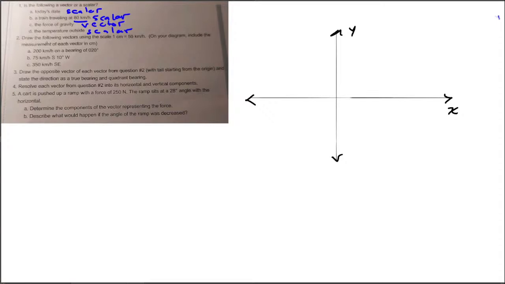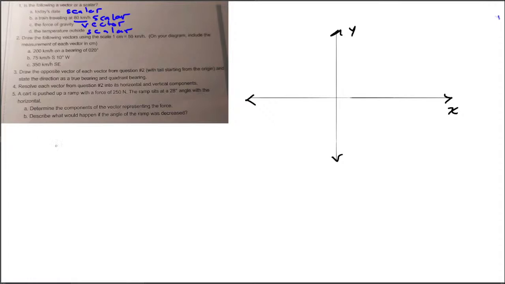All right, so draw the following vectors using the scale 1 centimeter. This is ridiculous. You have to actually break out a ruler to do this. I think that's kind of silly. Maybe you would want a protractor that has a ruler on one end of it. But I'll help you figure out the scale here. On your diagram, include the measurement of each vector in centimeters. Okay, we'll just write what it is in centimeters.